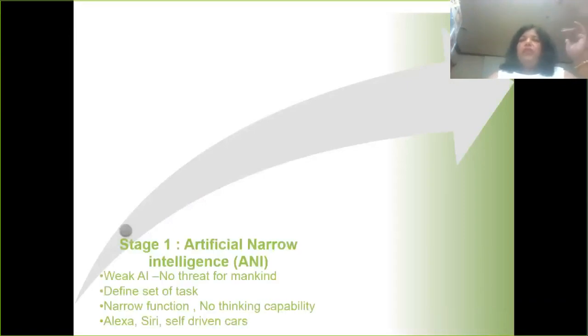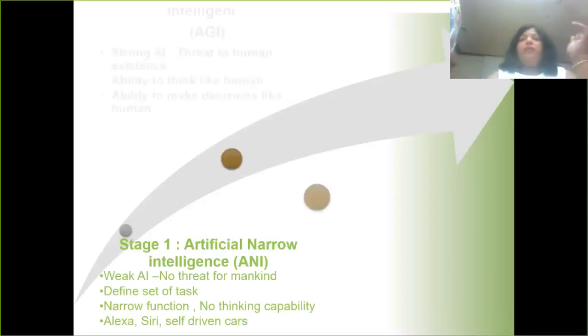There are three stages in which people define artificial intelligence. Stage one is artificial narrow intelligence, which is a weak AI. There is no threat for mankind, and we just give a set of tasks, and then narrow functions will be there. There is no thinking capability involved here.